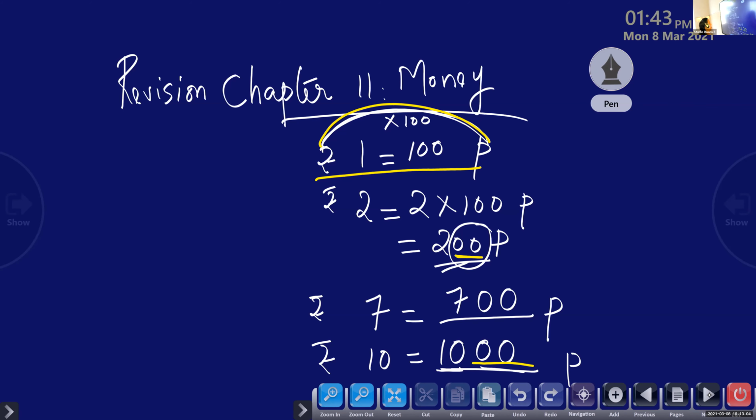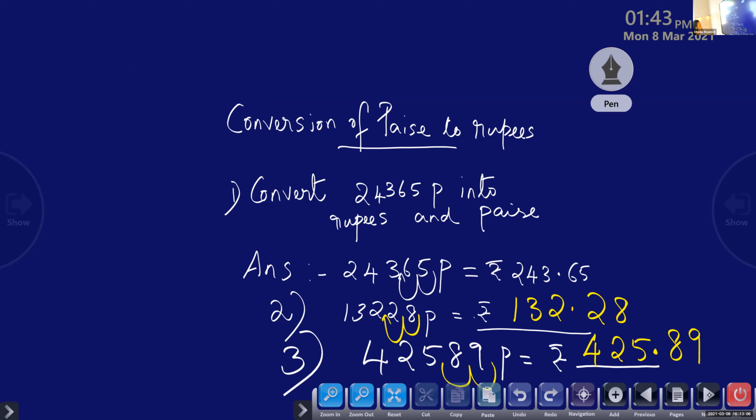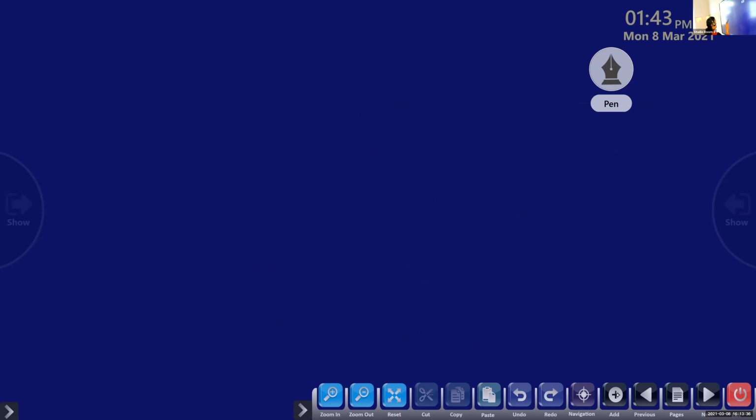Now, here what we have done is conversion of paise into rupees. So what we have to do? Divide by 100. To divide, we put a decimal point 2 digits from the right side. So here we are getting the answers 243.65, 132.28, then 425.89.